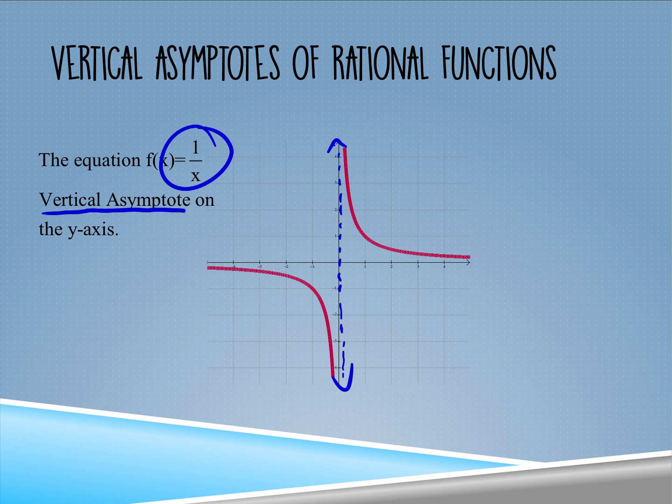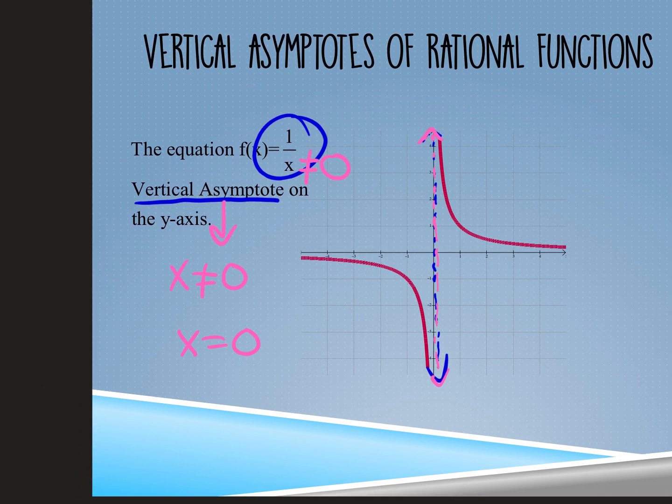To find our vertical asymptotes, we find it kind of the same way that we do our domain. How would I find my domain here? What do I do? Set the denominator not equal to 0. So x does not equal 0. And that would be my vertical asymptote. I have a line at x equals 0 for my vertical asymptote. So this vertical line goes right through where x is 0. It's where our graph is undefined.